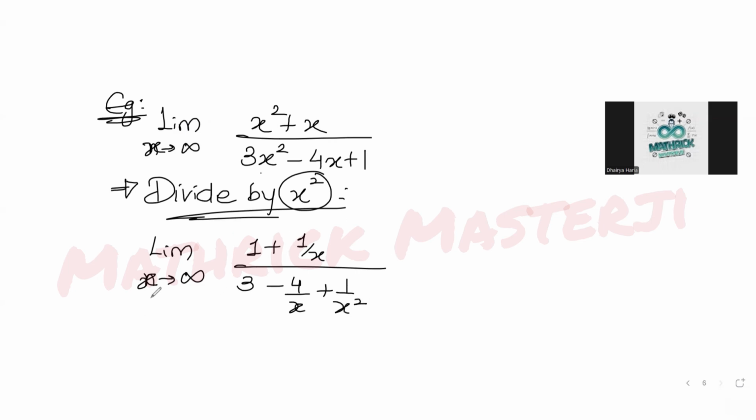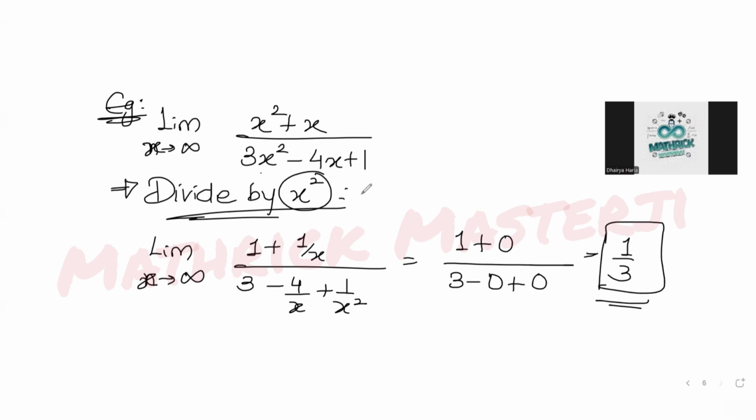So we have this. And when I have x tends to infinity, I get 1 plus 1 over infinity, which is 0. 3 minus 4 over infinity, which is 0. 1 over infinity squared, which is 1 over infinity, which is again 0. So I get 1 over 3. So I get this idea when x tends to infinity that I have my answer 1 over 3 for this example.